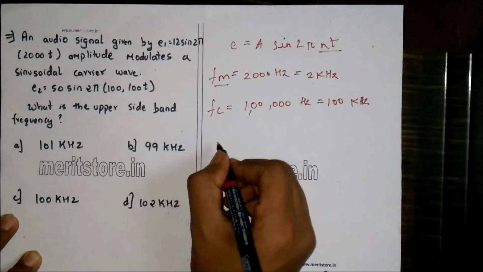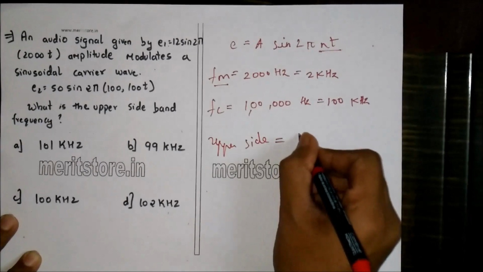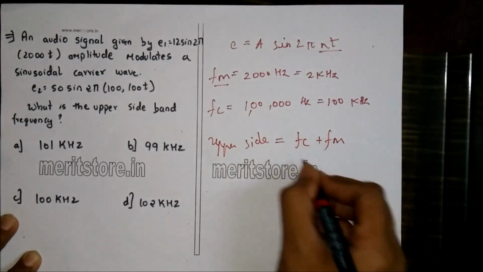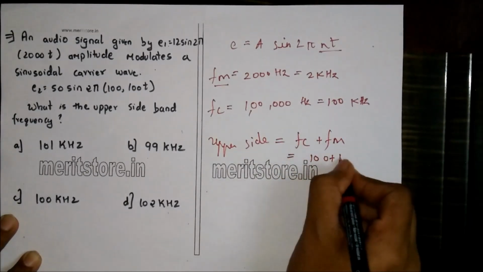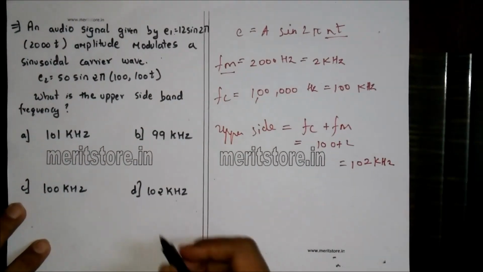Now upper sideband frequency is given by Fc plus Fm, which is equal to 100 plus 2, which is equal to 102 kilohertz. So the correct answer is option D.